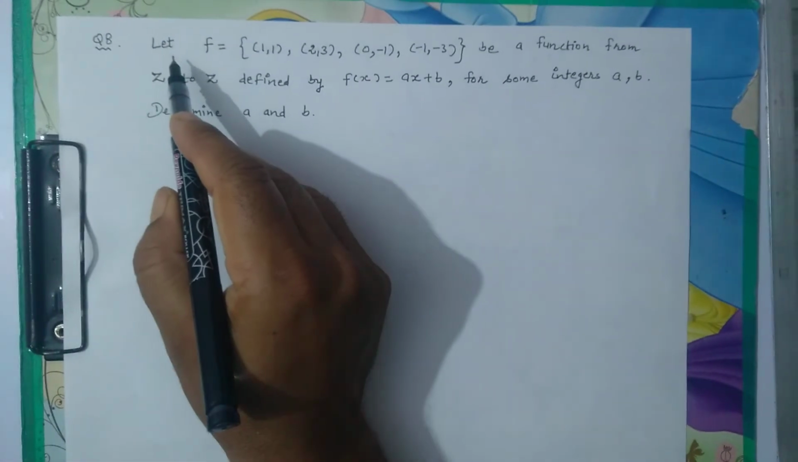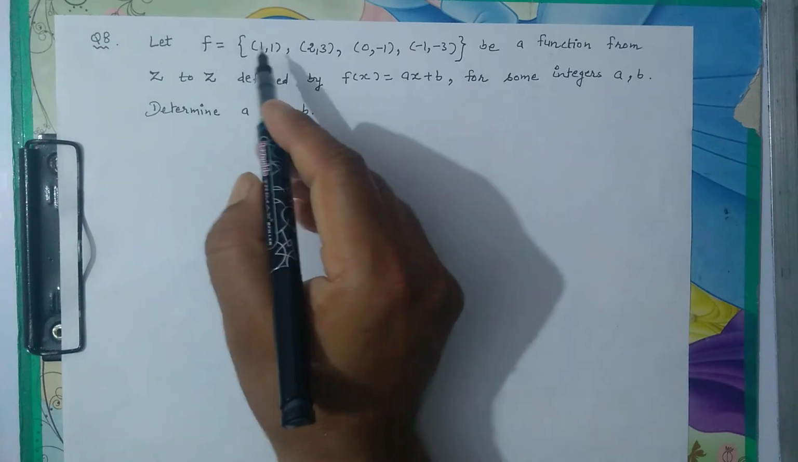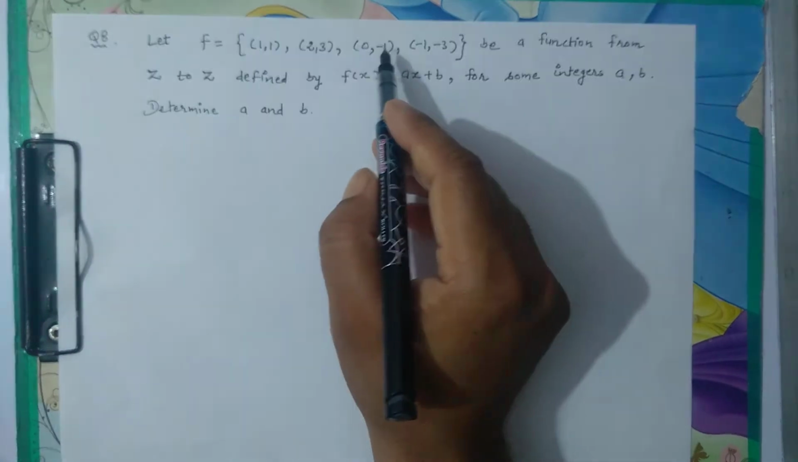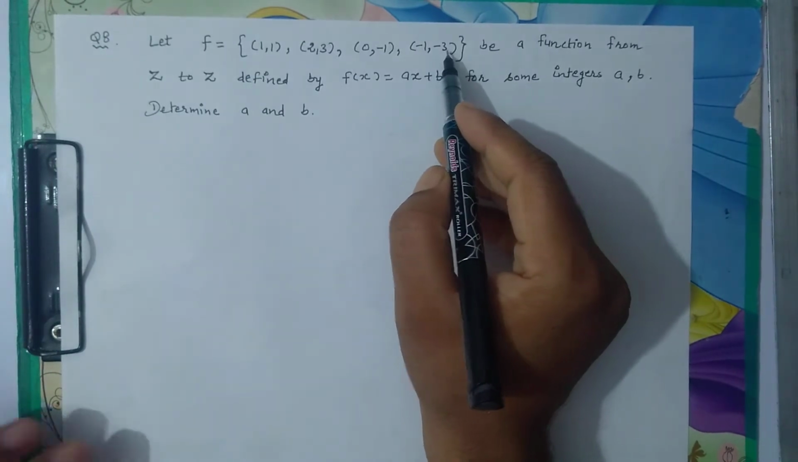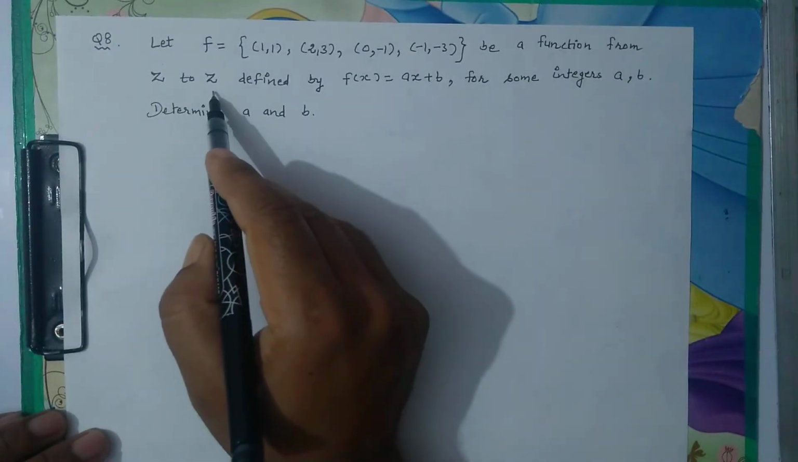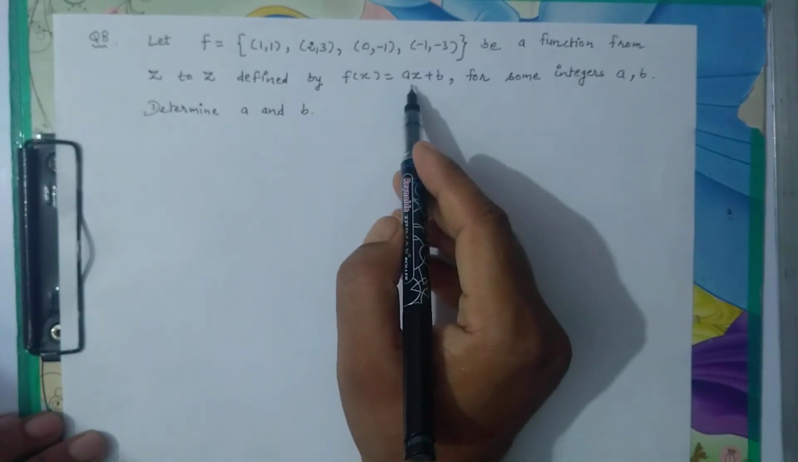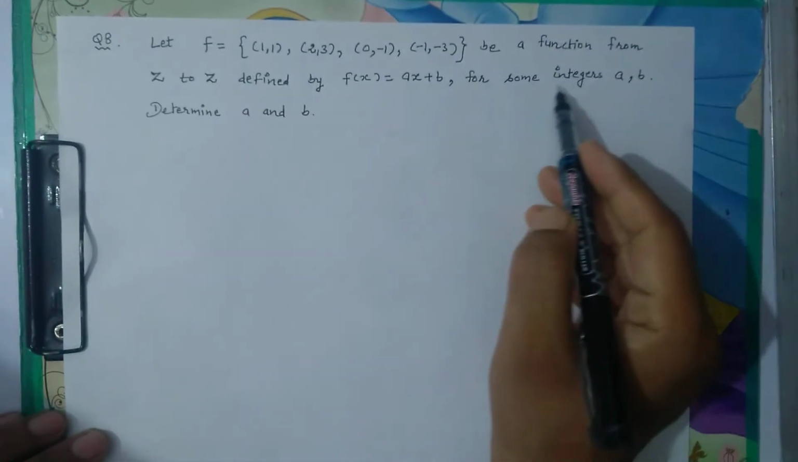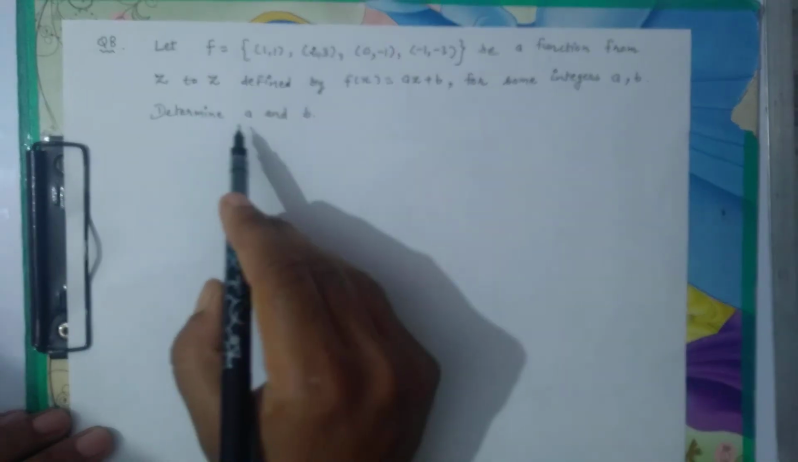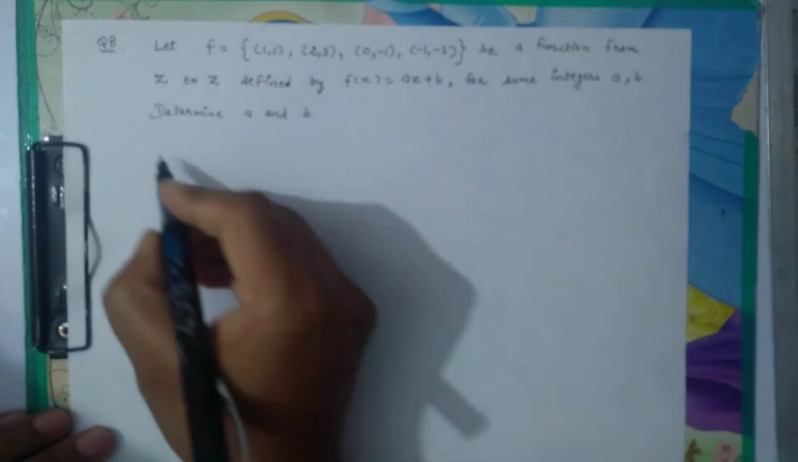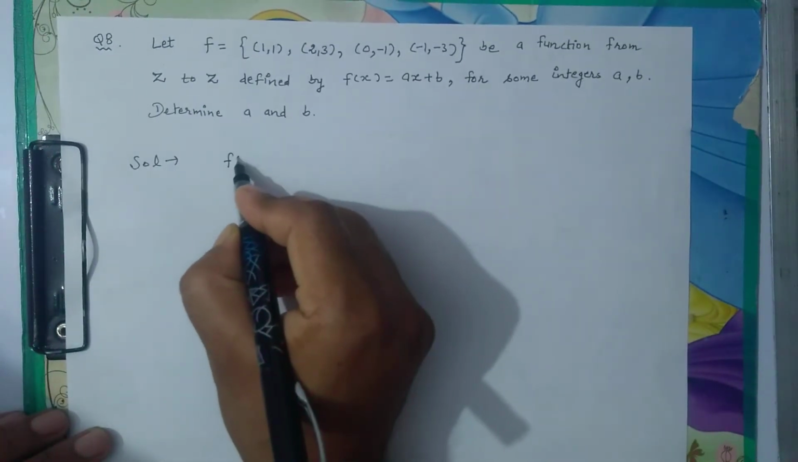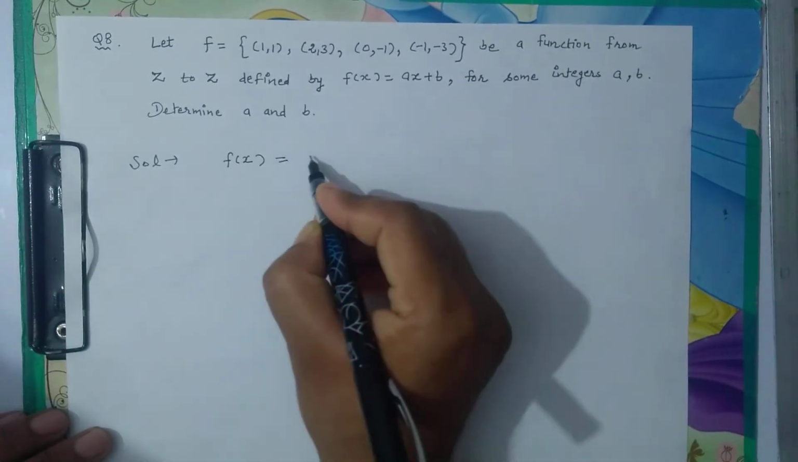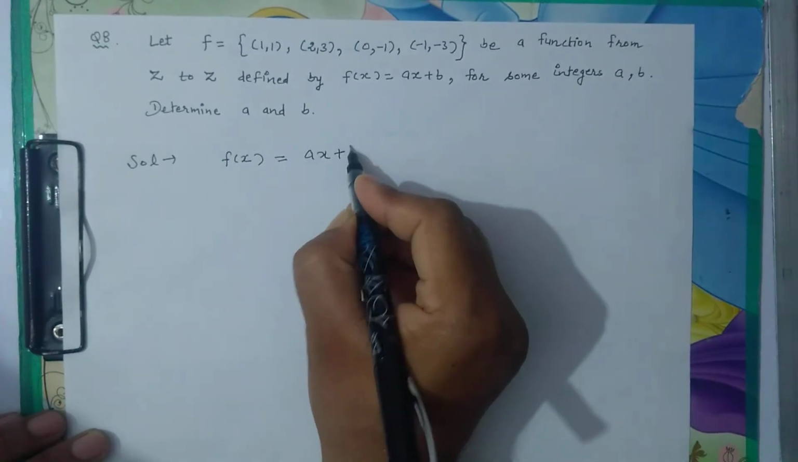Now we have question number 8. Let f is equal to (1 comma 1), (2 comma 3), (0 comma minus 1), (minus 1 comma minus 3) be a function from Z to Z defined by f of x is equal to ax plus b for some integers a comma b, determine a and b. So first of all, what is f of x? This is equal to ax plus b.